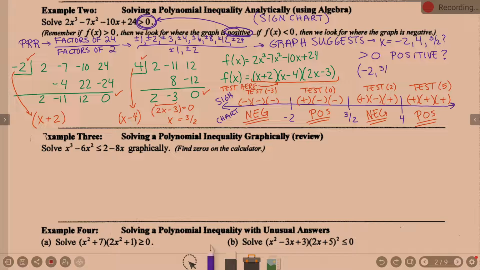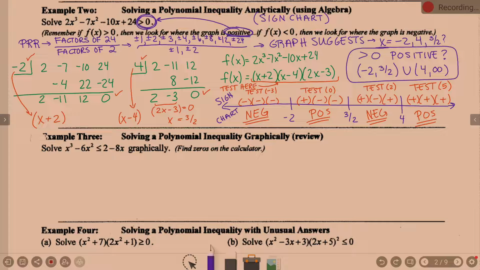Between negative 2 to 3 halves. And, so union, where else is it positive? 4 to infinity. Okay. Yes, I know there's a decent amount of work there. I get it. But this is your process when it's not a calculator type problem. It's really not that bad. It's just not that hard.